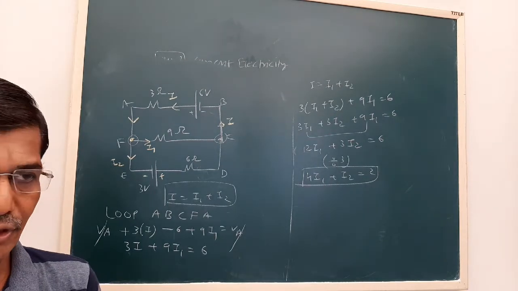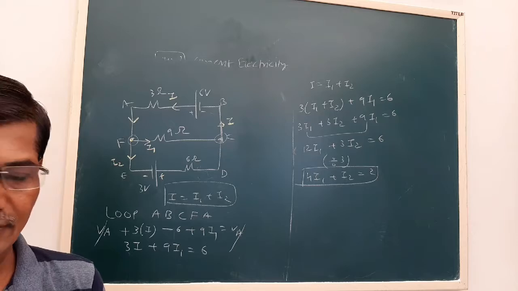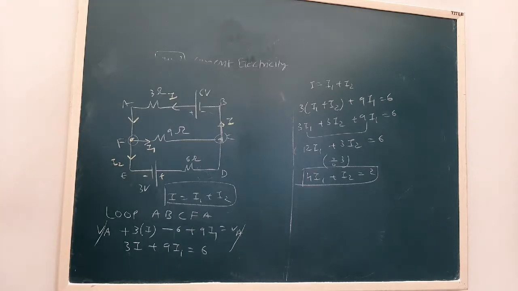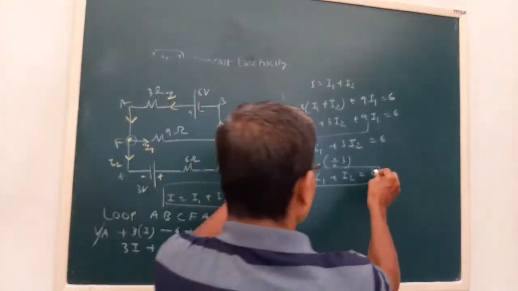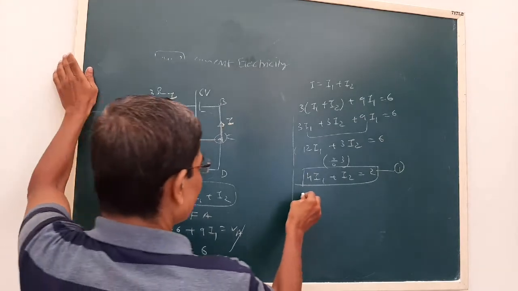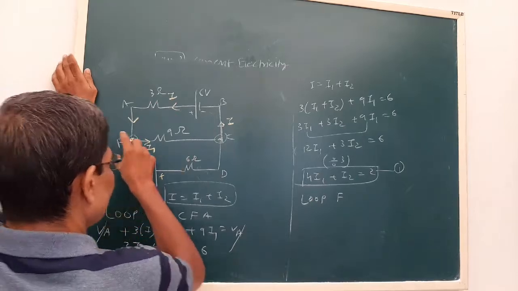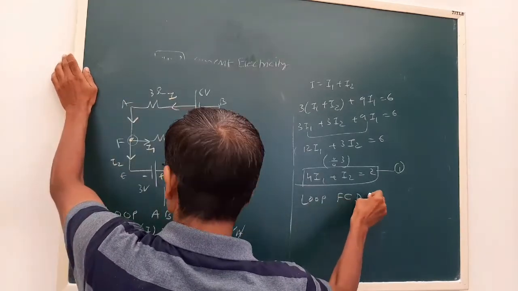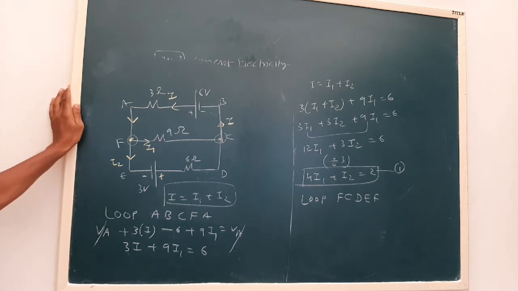Now see the simple mathematical or algebraic equation. We know whatever number of unknowns, we should have a similar number of equations. So here we want to find out I1 and I2, so we should have two equations. First equation we have obtained. Now we take the second equation, that is loop F, C, D, E, F.